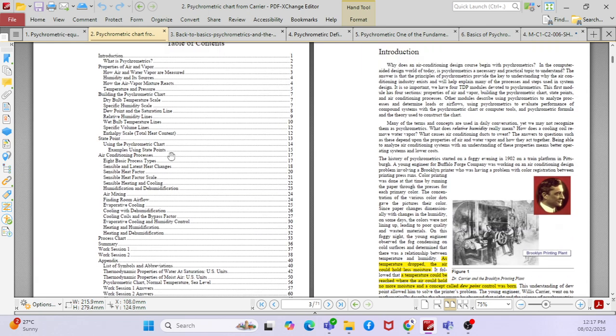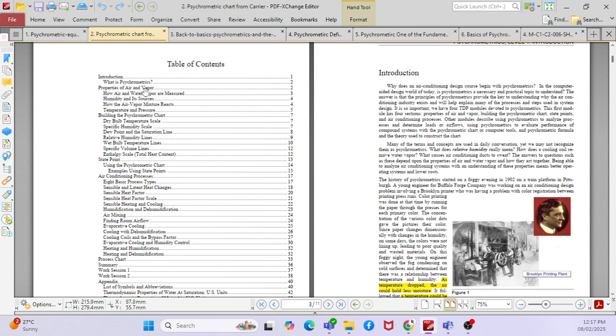If you go here, you can see the table of contents. What is psychrometrics? Properties of air. How air and water vapor are measured. Humidity and its sources. How the air vapor mixture reacts. Building the psychrometric chart: dry bulb temperature, specific humidity scale, dew point temperature, saturation line, relative humidity lines, wet bulb temperature lines, specific volume lines. Then you have the state point using the psychrometric chart, and how to measure those values. Air conditioning processes. There are different processes: sensible and latent heating, sensible heat factor scale, sensible heating and cooling, humidification and dehumidification, air mixing.